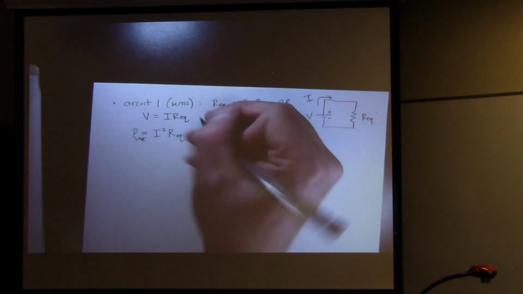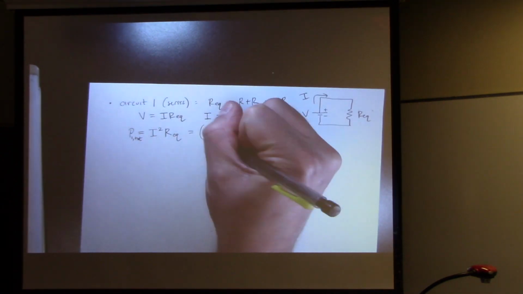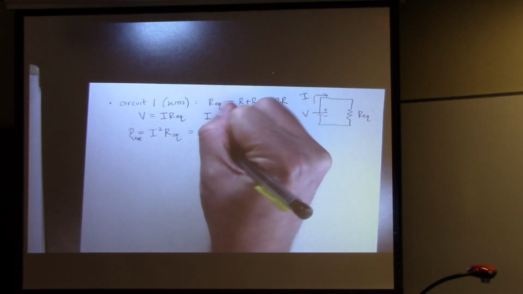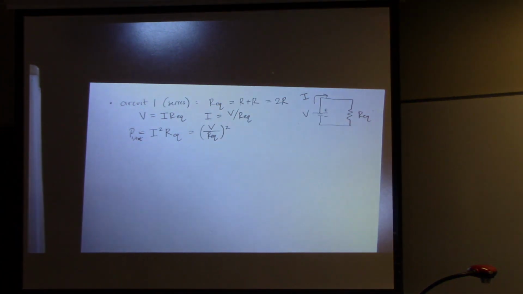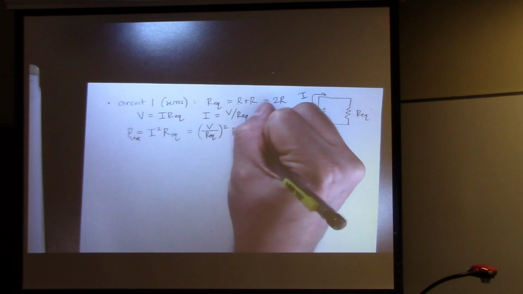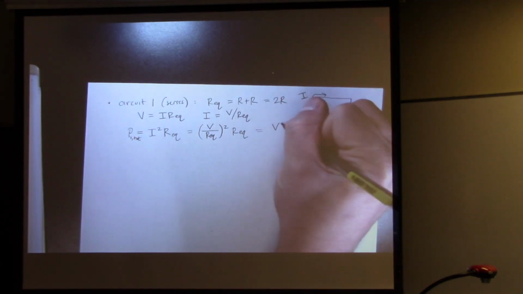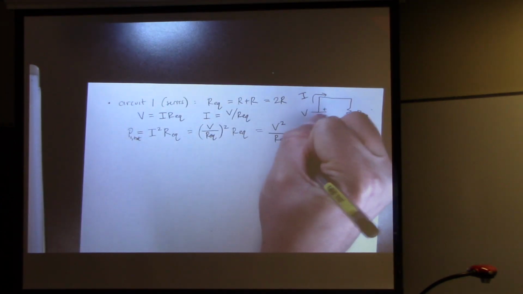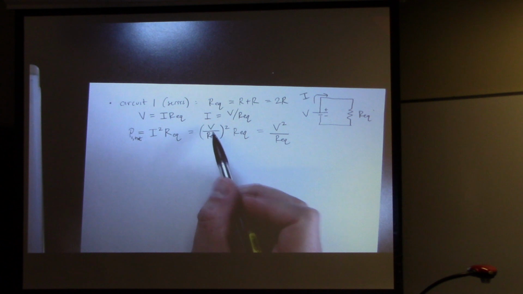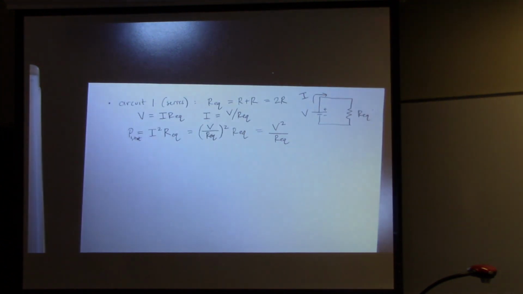All right, so for the current, I can actually just plug in what I have right here, which is V divided by R equivalent. But that gets squared, the current is getting squared, and then multiply that by R equivalent. So overall on top we have a V squared, and on the bottom we have one factor of Req, because Req squared on the bottom times Req on top gives you Req on the bottom.